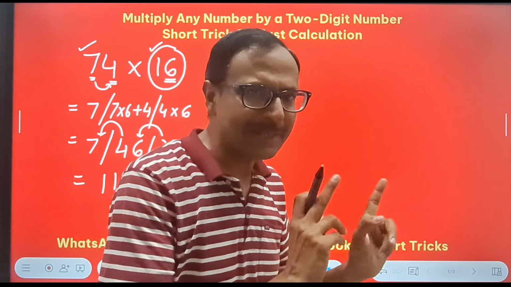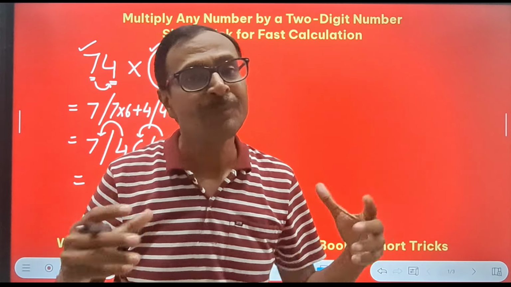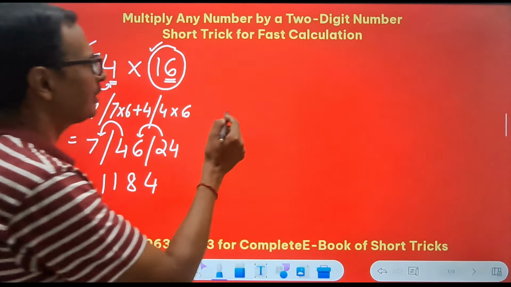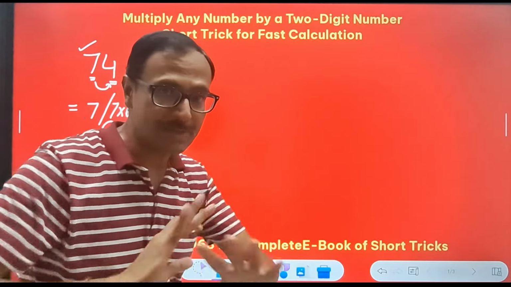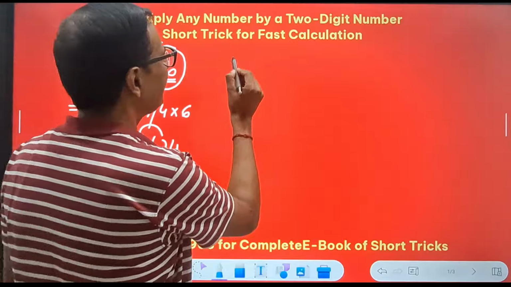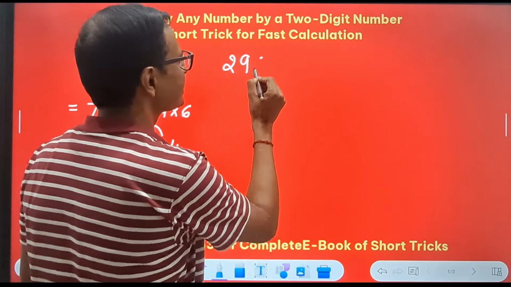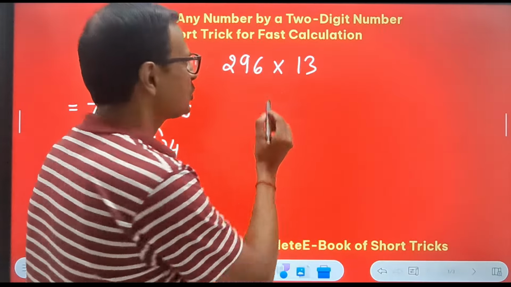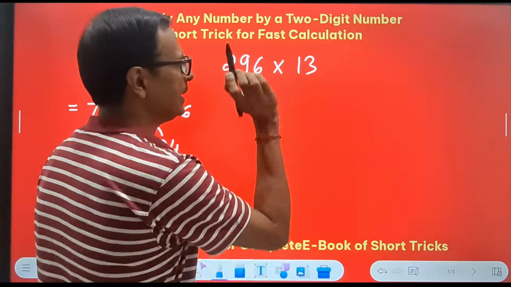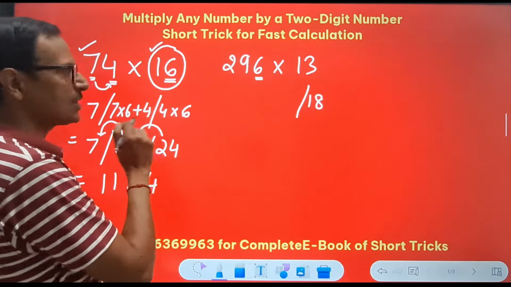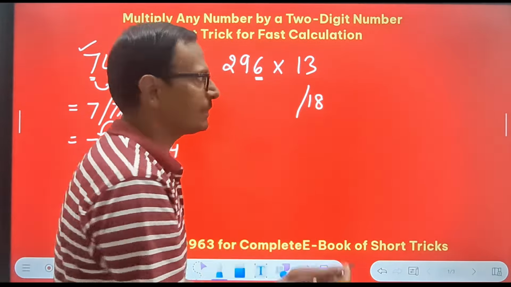Let's do one more question like this, and then I'll try to extend this to higher numbers. Okay, let's take a 3-digit number here. Maybe I'm taking some random examples. I'm not prepared for this, but I'll do it live. So let's take 296, and I need to multiply that by 13, right? So just do 6 times 3, that is 18. So I'll not write the entire steps now. I'll reduce the number of steps.